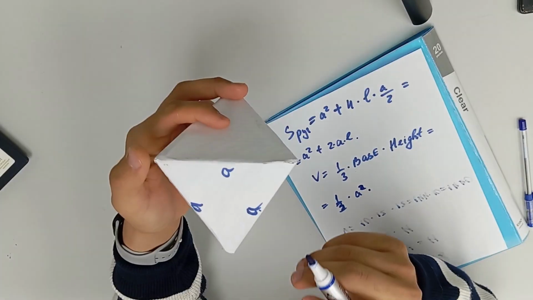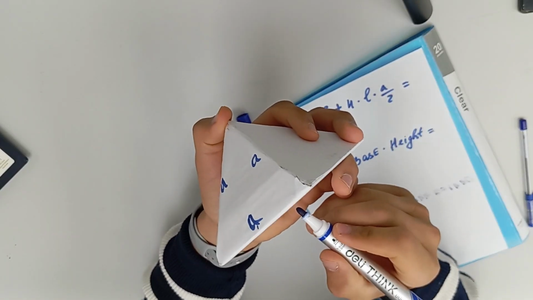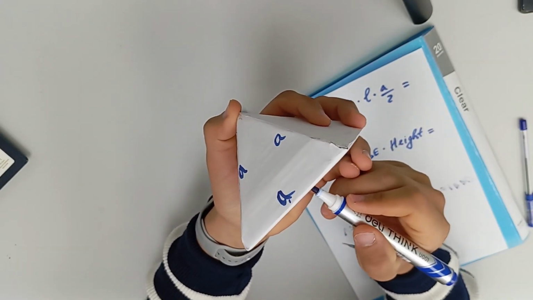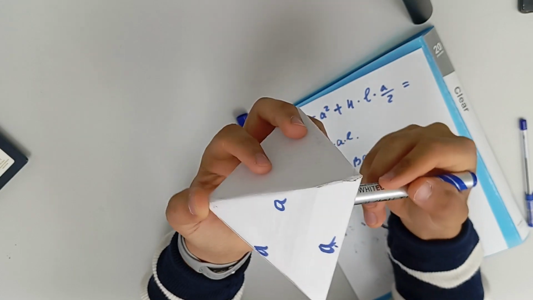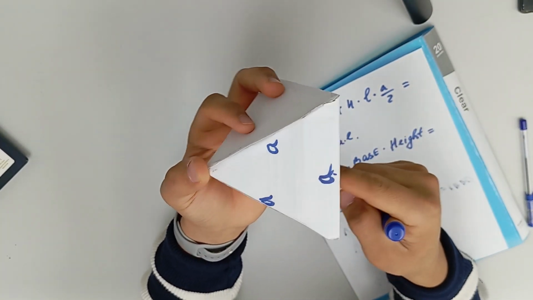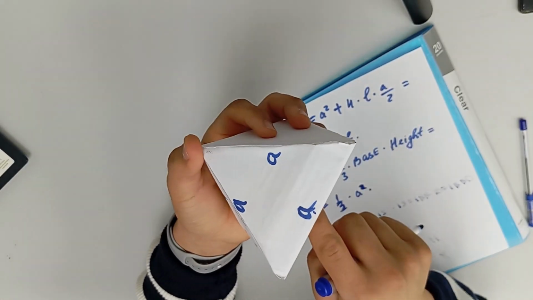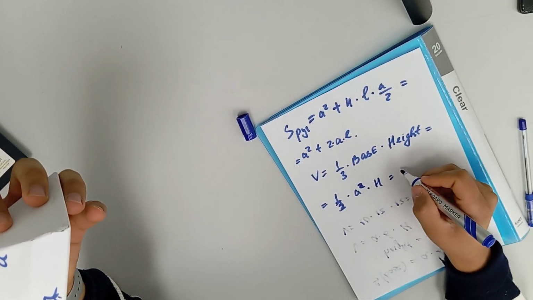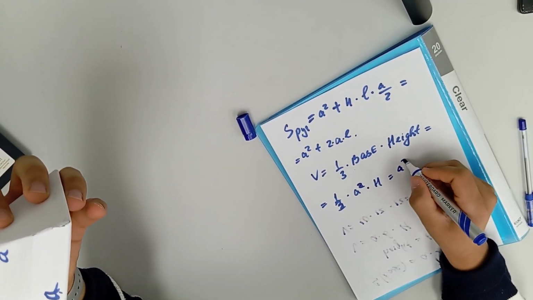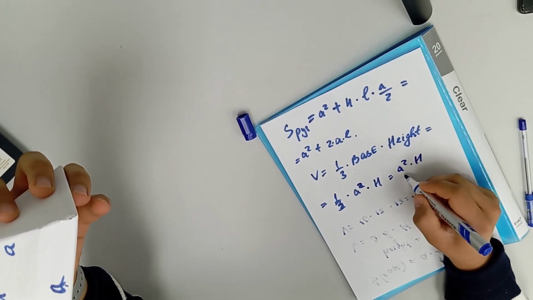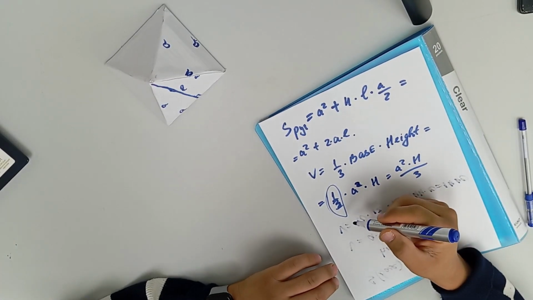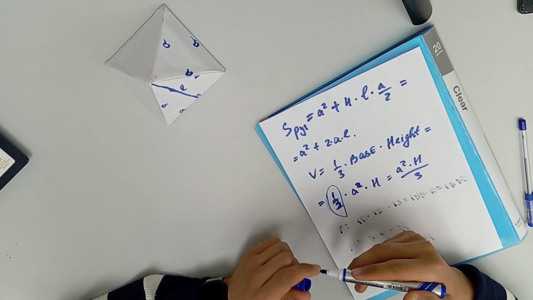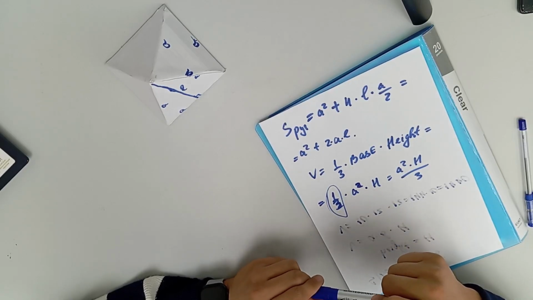and the height is from the apex point to the center of the base. Imagine this is the center of the base, and the distance from the center of the base to the apex point is the height. We can take it as h. So in this example, it's A square multiplied by h over 3. Of course, you may have a question why we divide it by 3. In the next problem, I will fully explain why we divide it by 3.